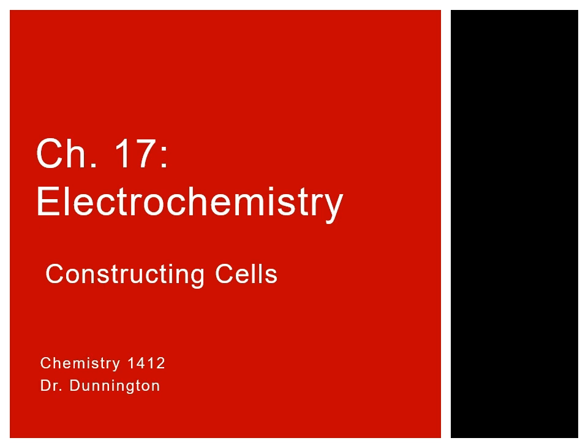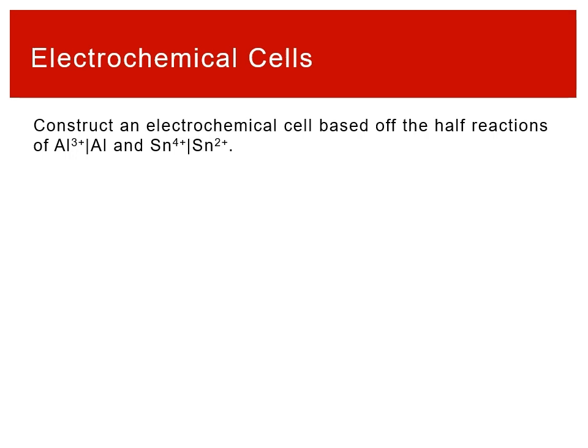So we're going to take these ideas about potentials and apply them to the idea of constructing cells. We're going to do that just by looking at an example: construct an electrochemical cell based off the half reactions of Al3+ to Al and Sn4+ to Sn2+.